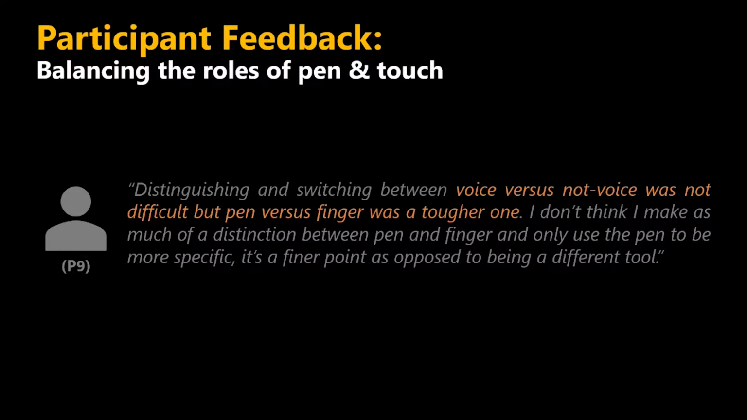And finally, one of the most common sources of confusion was the use of pen and touch. Because not all participants had previously worked with a pen, they expected it to be an alternative to touch and initially found it confusing to use the pen and touch for different operations. But once they got familiar with the tool, participants found this combination rather easy to use, suggesting that there's an opportunity to explore and improve the division of labor between pen and touch going forward.